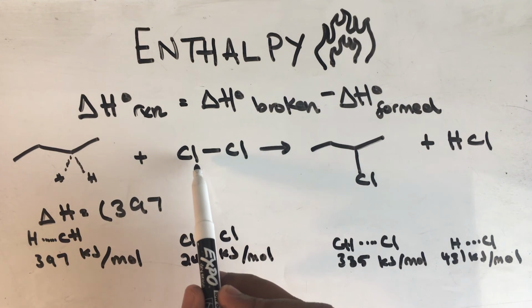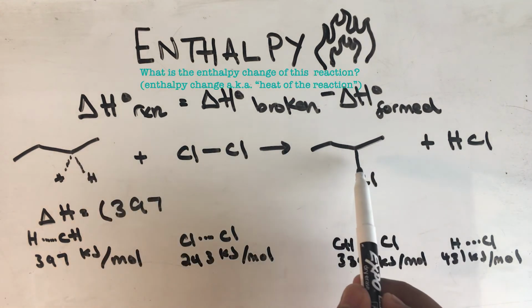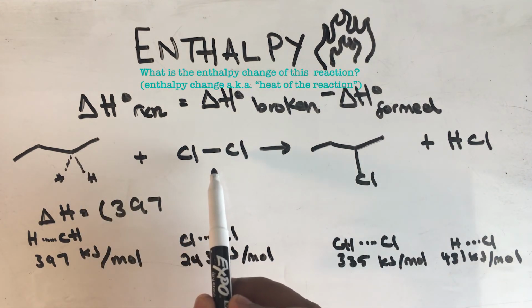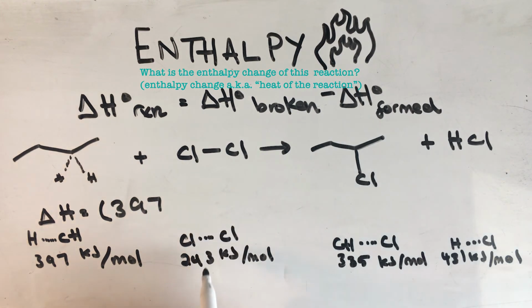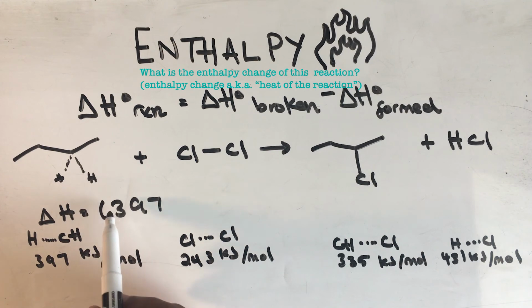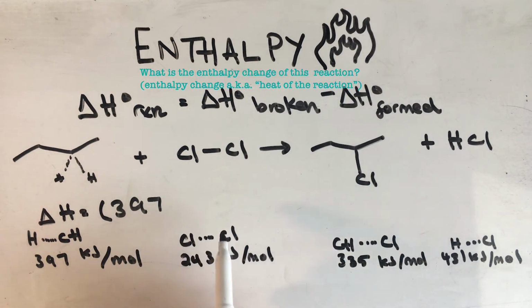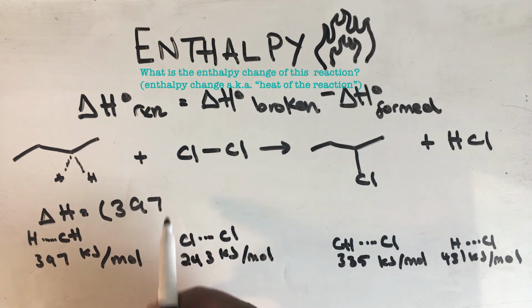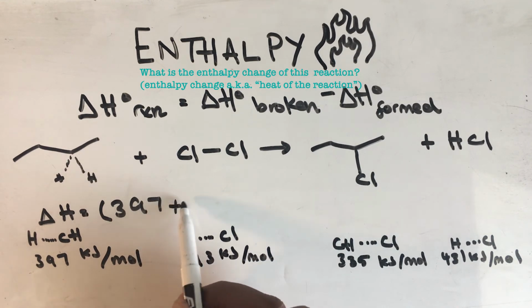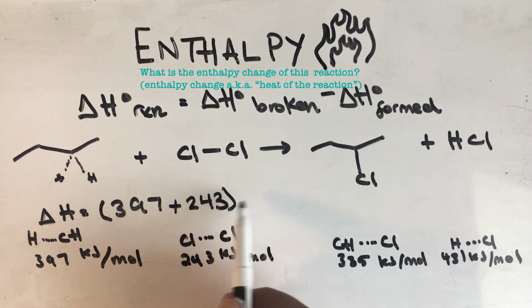But to attach one Cl over here, don't we also need to break a bond here? Yeah, so let's break Cl. We know that the bond dissociation energy for Cl is 243, and up here we chose positive because it's being broken, correct? So we need a positive delta H. Here it's also being broken, so we need a positive delta H, plus 243.